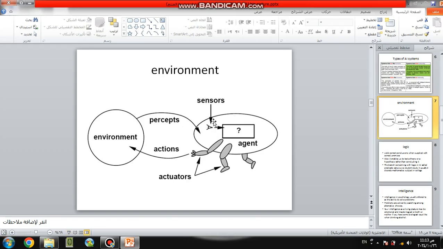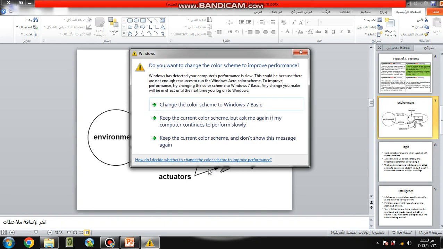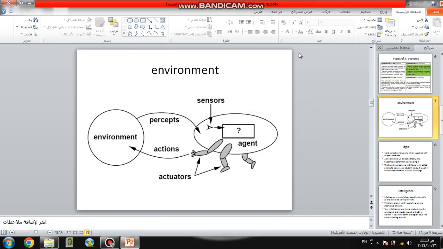As we see, we have sensors. Sensors provide me with what? With the data. Okay, so sensors provide me with the data, and actuators are like additional legs or additional things that we use to do what? To do actions based upon the data that I have.